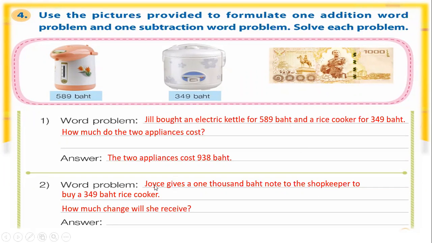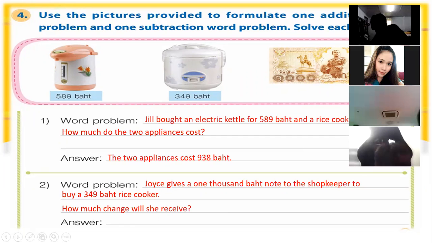So now from this information, what question can we make? We can ask, how much change will she receive? She already gave 1000 baht and bought a rice cooker for 349 baht. Now if we subtract 349 from 1000 baht, how much will we have remaining, students? From 1000 baht we subtract 349 baht. How much will the remaining amount be?